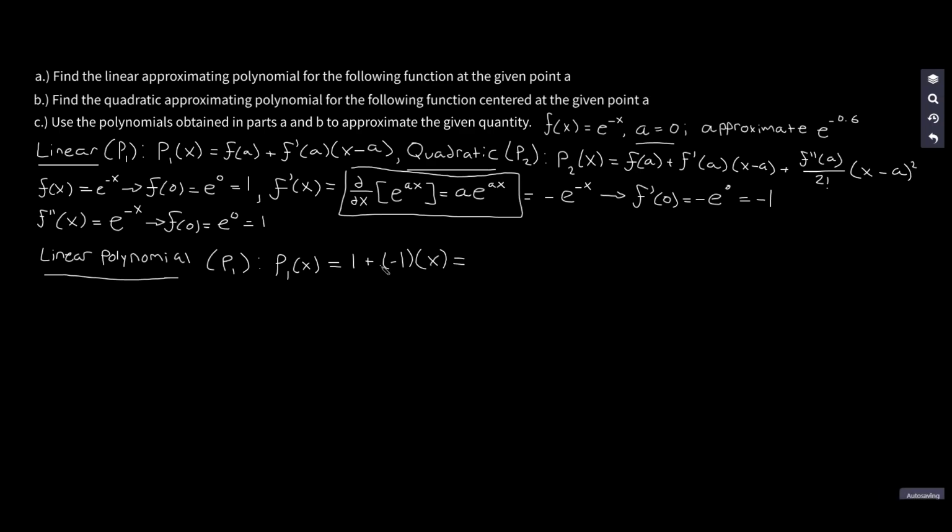Negative x. So following PEMDAS, we're going to have 1 minus x because multiplication takes precedence over addition or subtraction. So we're going to multiply these two together first, which is going to give us negative x. 1 plus negative x, well, that's 1 minus x. Excuse me, pardon me. So now at this point, we'll do the quadratic polynomial.